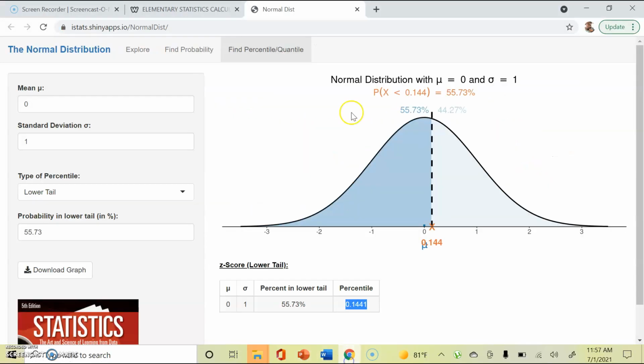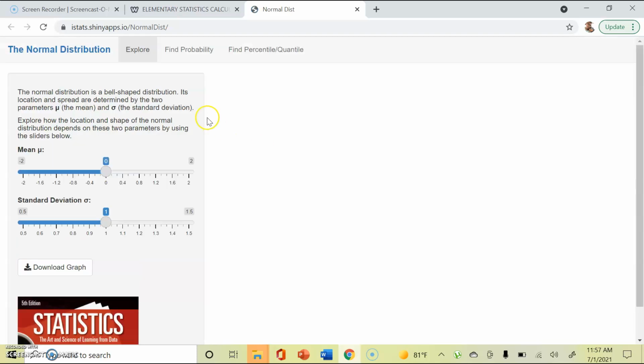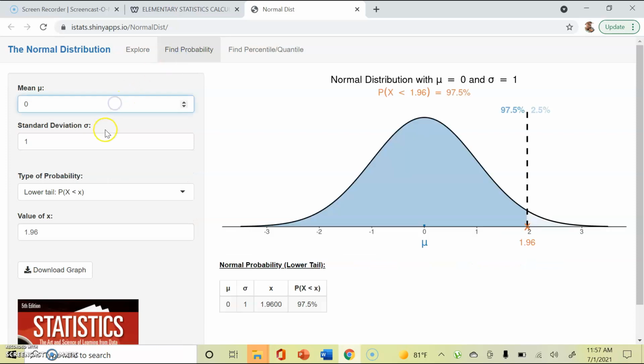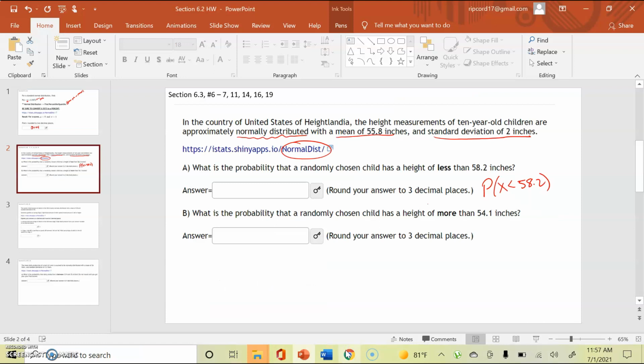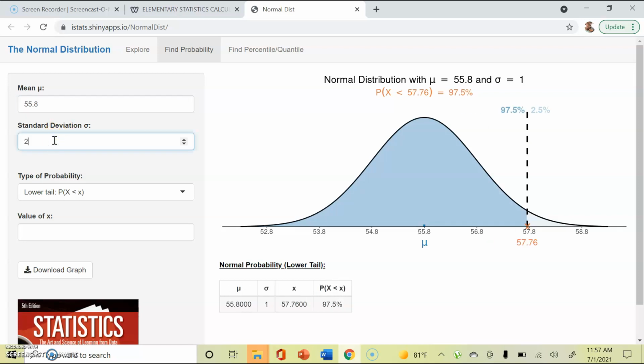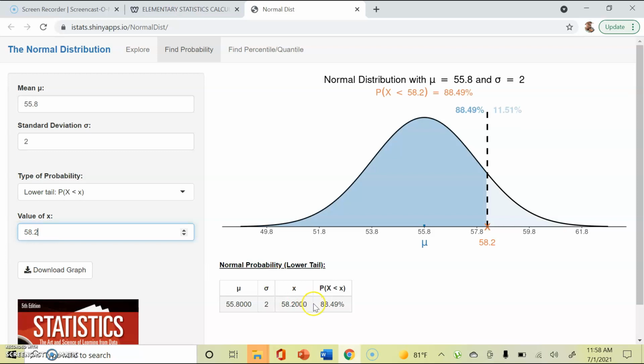First thing we have to do is go to the normal distribution, and we're looking for a probability. So anytime you're looking for probability, you're going to click on, of course, Find Probability. The mean is 0 and standard deviation is 1 for z-scores. However, we don't have a z-score. We're given a mean of 55.8 inches and a standard deviation of 2. We want to know the probability of selecting a child that is shorter than 58.2 inches, and we can see our probability is 88.49%, which is 0.8849.